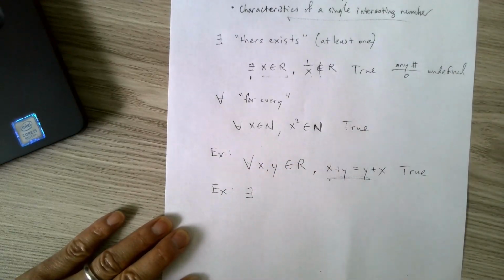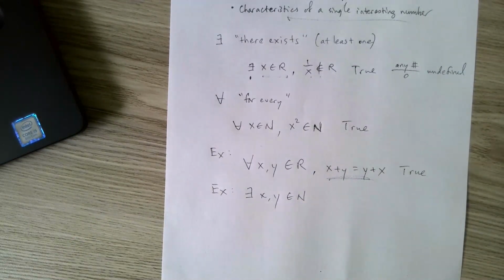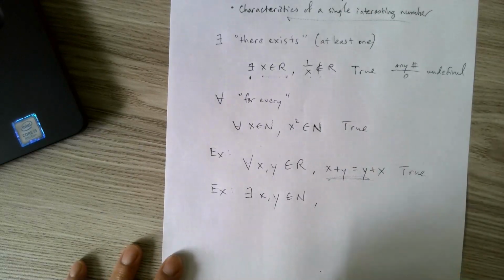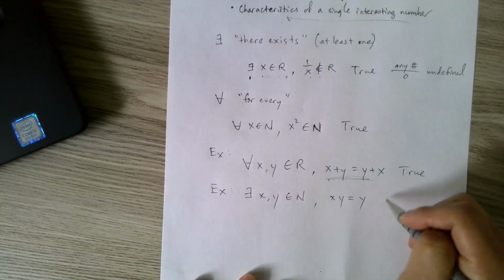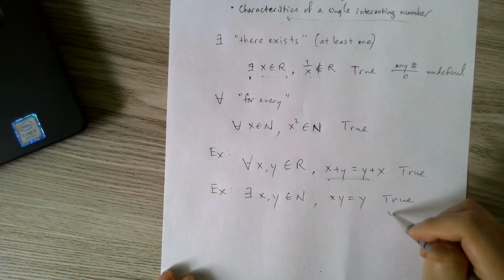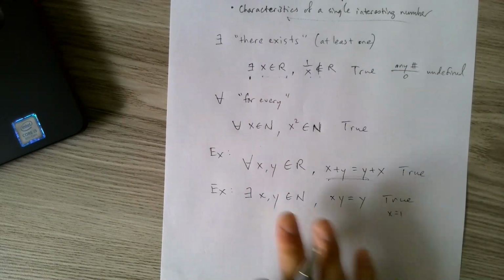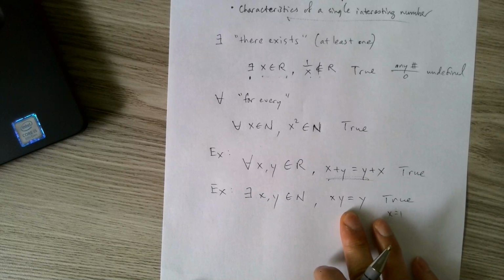Here's another one. I'm using there exists at least one. There exists a pair of natural numbers this time, such that the product, x times y, equals y. So the product of those two numbers equals the second number. So does that exist? Does a pair like that exist? And yes, that is also true because I could make x equal 1, right? If I make x equal 1, then it doesn't matter what natural number y is. Any natural number will do. You will get a product of y because 1 times anything is itself.